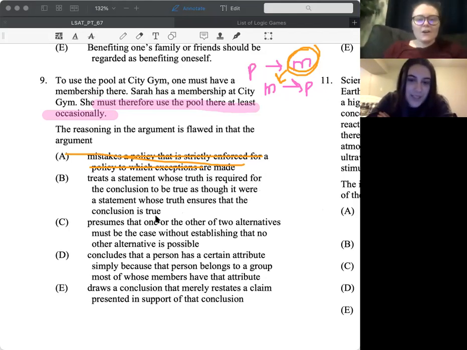All right. What about C? Presumes that one or the other of two alternatives must be the case. Yeah, I didn't like this one because I didn't even see what the alternatives were. Yeah, excellent. Get rid of that one.